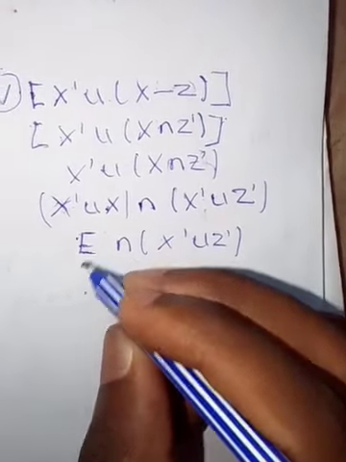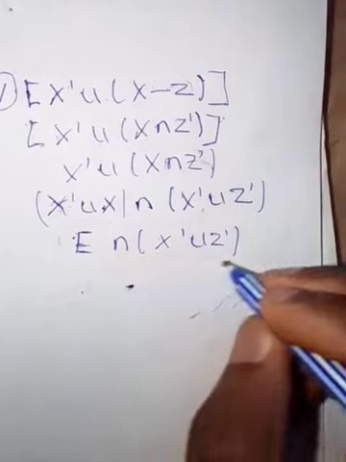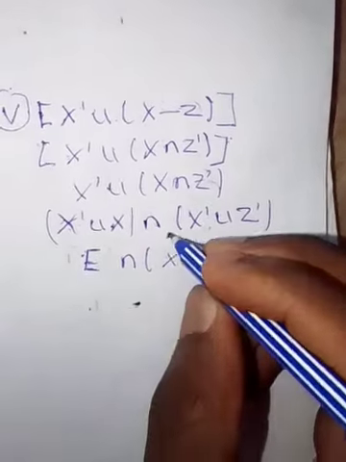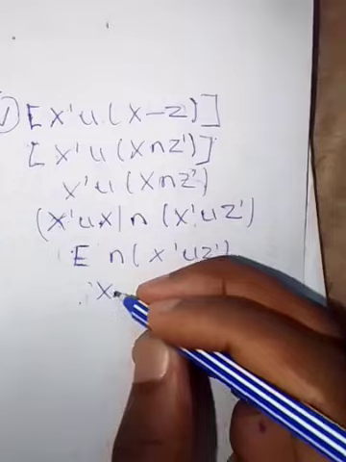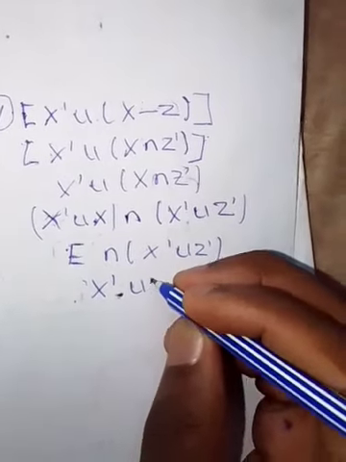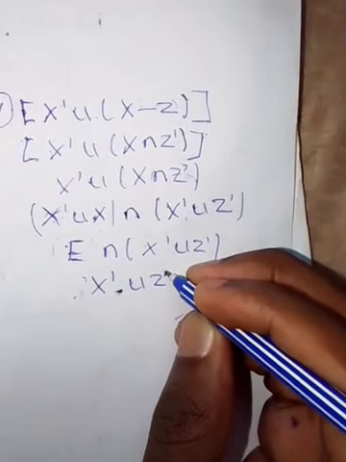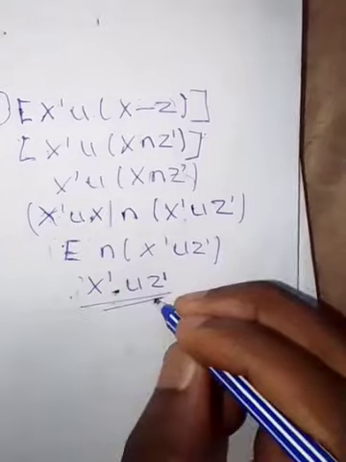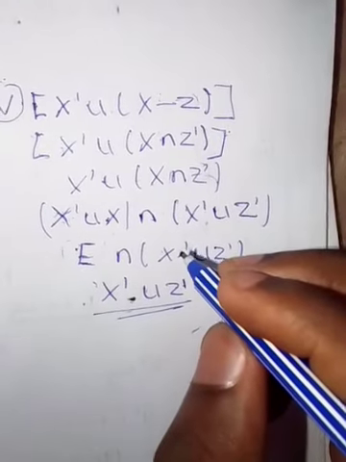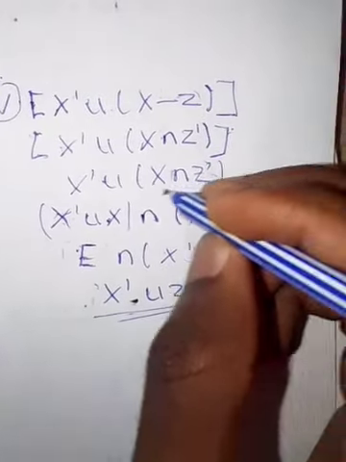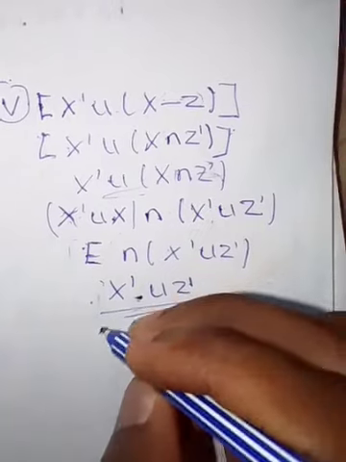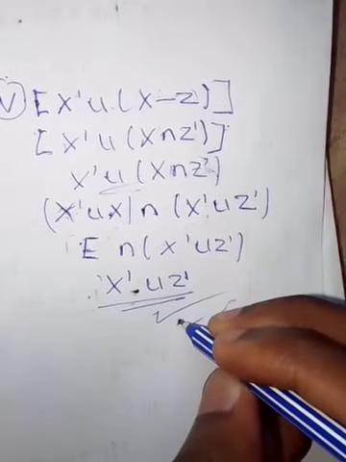Now we are going to use another identity, that when a universal set is intersected with any set, we get back the set itself, right? So we get x complement union z complement. This is our final answer. So if you ended from here, you would have received maybe half marks. Only when you reach here do you get the full marks.